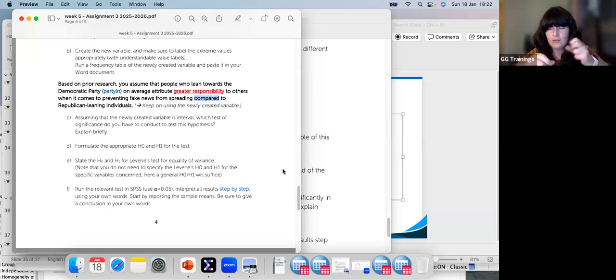Now, deciding on whether it's a two sample t-test or an ANOVA, how many categories are being compared? Two. It's Democrats and Republicans. That means it's a two sample t-test. If they were comparing Democrats, Republicans, and independents, that's three categories, which would make it an ANOVA because that would be more than two. Did that clear that up?